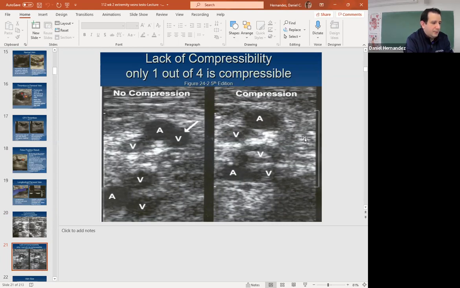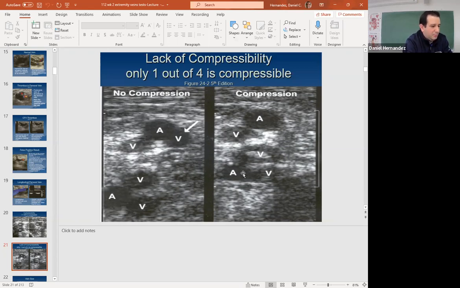So here we could see lack of compressibility for several vessels. So we have artery and vein. We have a vein over here. So this arrow indicates the vein, the one of the four veins that was actually compressible. So this is going to be at our bifurcation between SFA and DFA, deep femoral artery, and the associated veins with that.